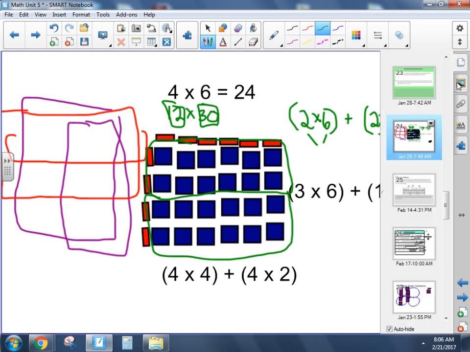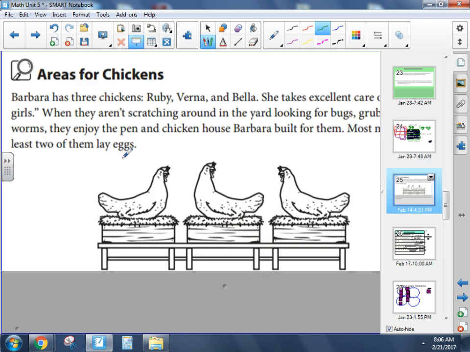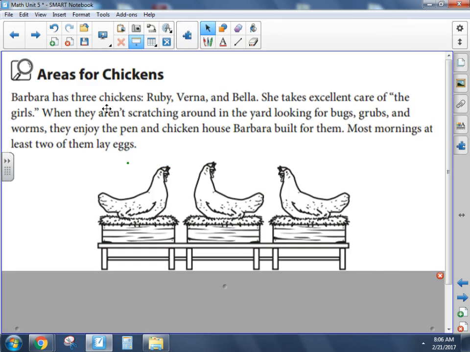So the next part of your Math Google Classroom, you're going to see this Areas for Chickens. It says Barbara has 3 chickens, Ruby, Verna, and Bella. Here they are. And she takes excellent care of the girls. When they aren't scratching around the yard looking for bugs, grubs, and worms, they enjoy the pen and the chicken house Barbara built for them.